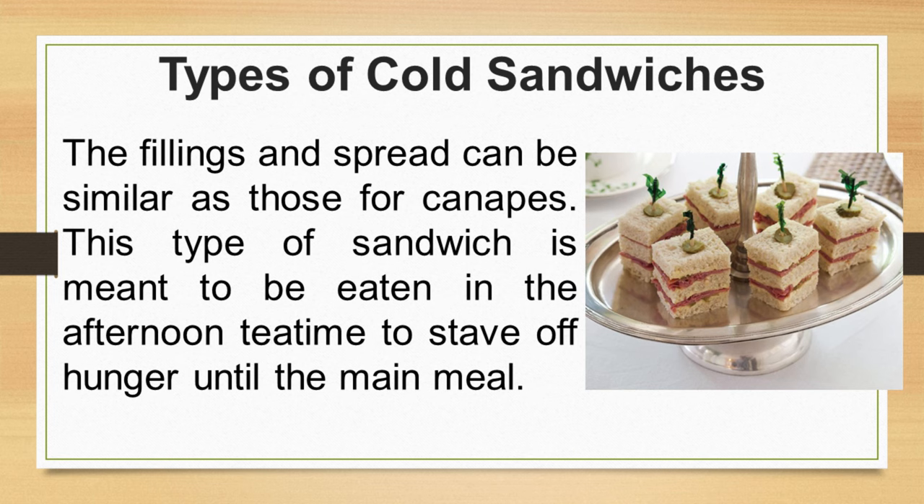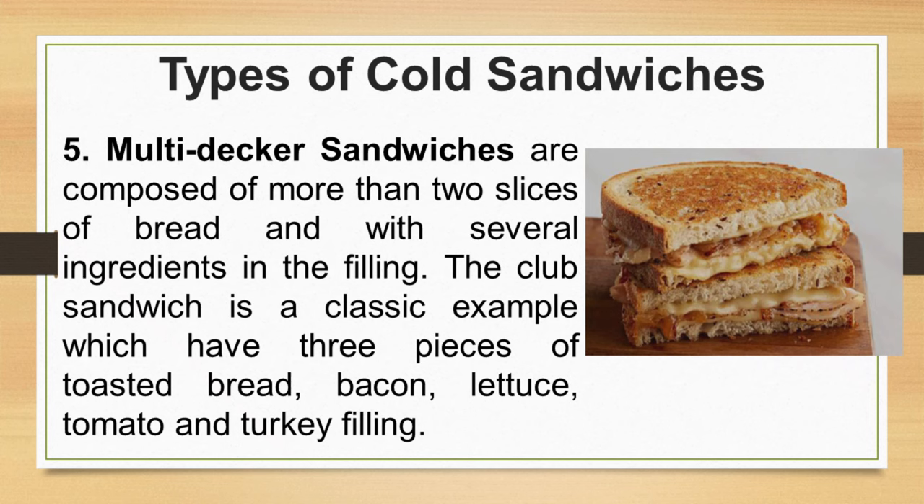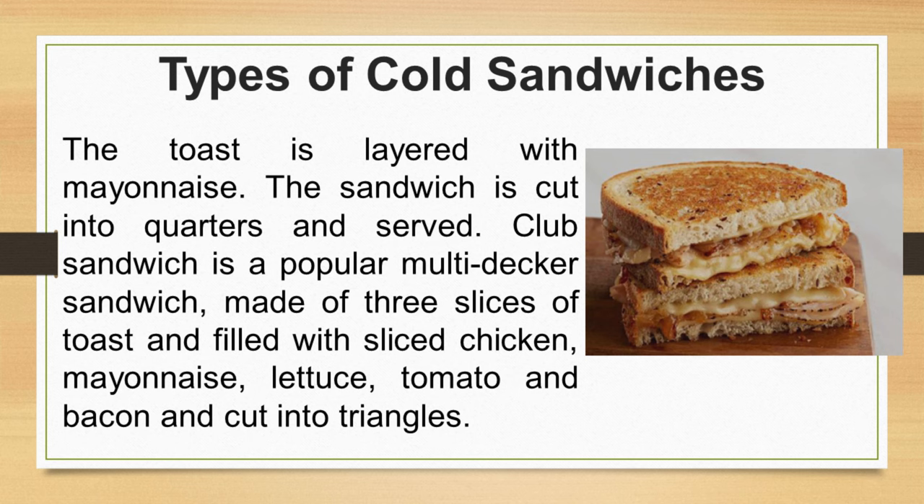This type of sandwich is meant to be eaten in the afternoon tea time to stave off hunger until the main meal. Number 5. Multi-decker sandwiches are composed of more than 2 slices of bread and with several ingredients in the filling. The club sandwich is a classic example, which has 3 pieces of toasted bread, bacon, lettuce, tomato, and turkey filling. The toast is layered with mayonnaise. The sandwich is cut into quarters and served.